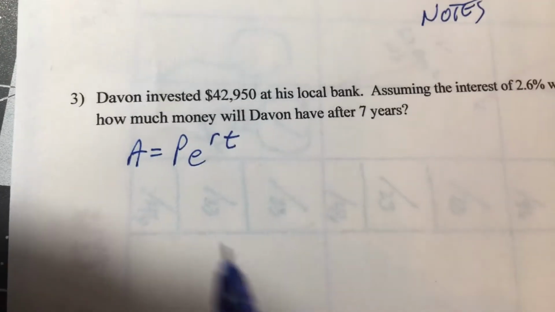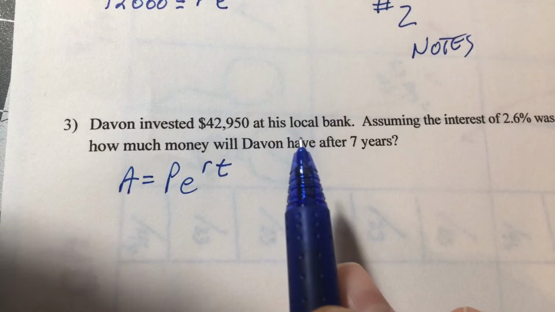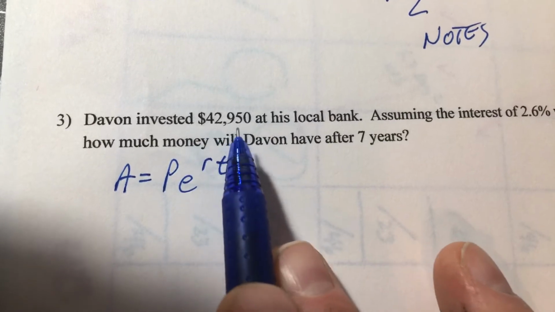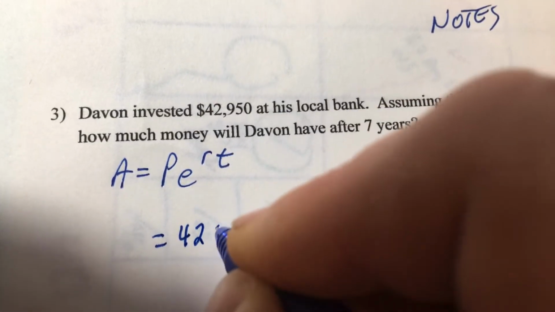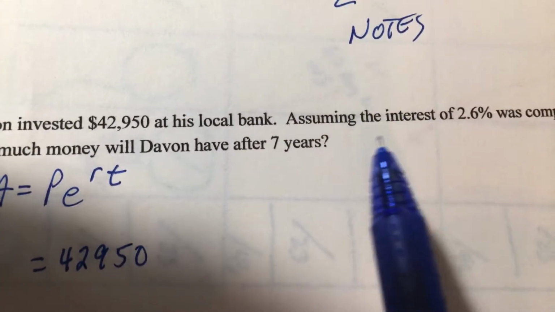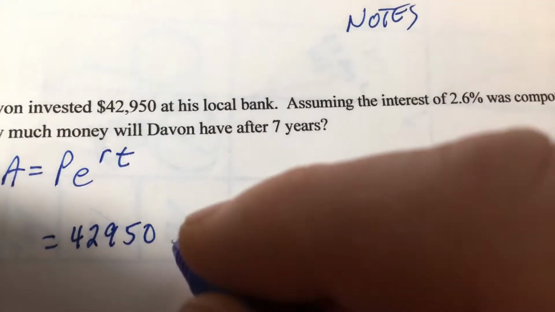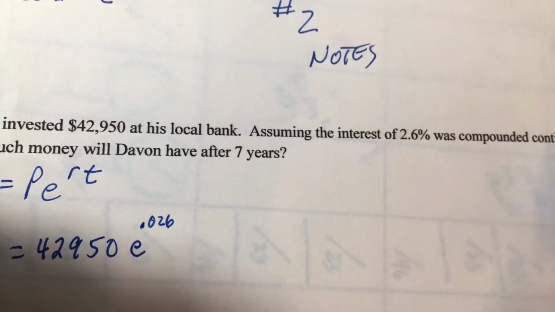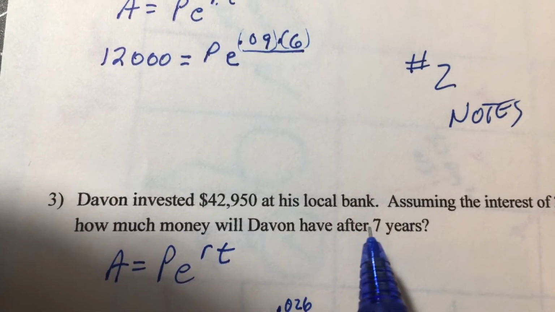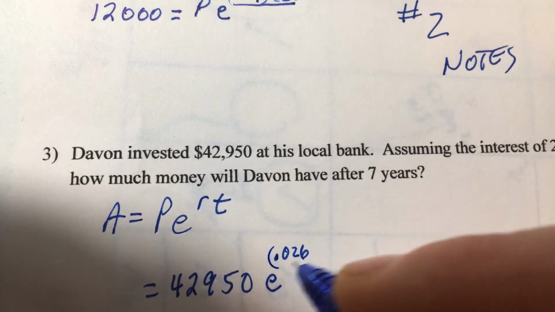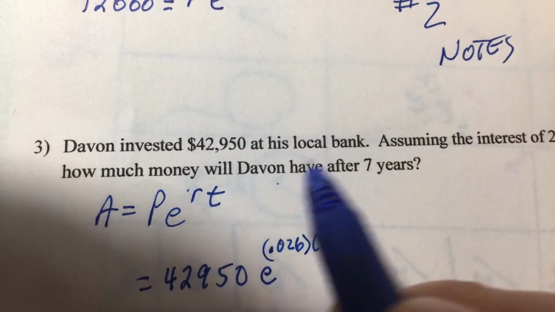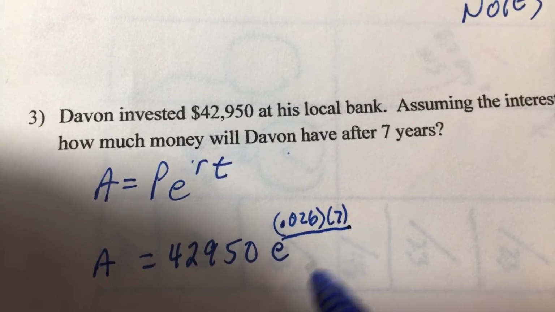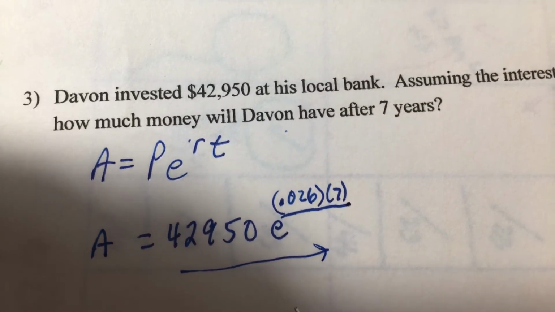Number 3: Davin invested $42,950 at his bank. Right off the bat, ending amount or beginning amount? He invested it, so that's got to be the beginning amount. Assuming an interest rate of 2.6%, we will make that a decimal, 0.026. Compounded continuously tells us we're using PERT. How much money will Davin have after 7 years? So we'll put a 7 in here for our time. And how much money will he have after that time? That's a future amount, so that's A. Again, I would multiply those two together, whatever that decimal is, and then punch all that into our calculator.